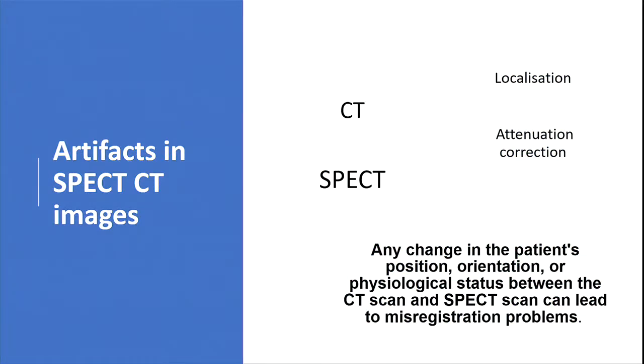With CT, as we know, the two major issues are the accurate localization of the structure and the attenuation correction issues. With SPECT, there are plenty of issues associated with the image that we are all aware of: the patient position, orientation, and physiological status. When you put them together, a third set of problems arises.